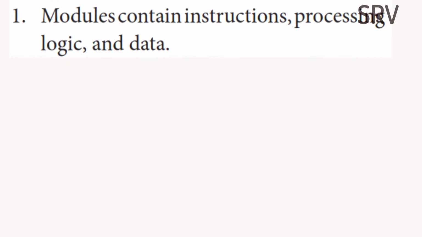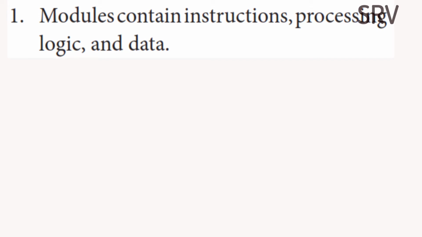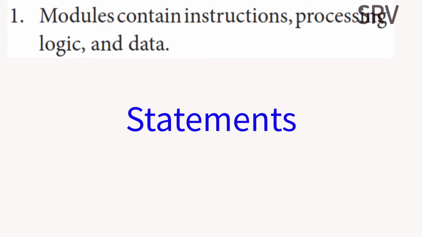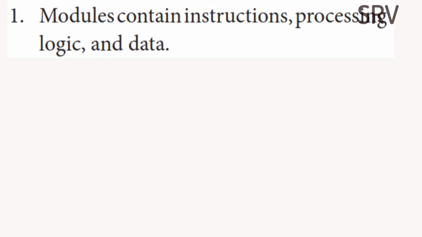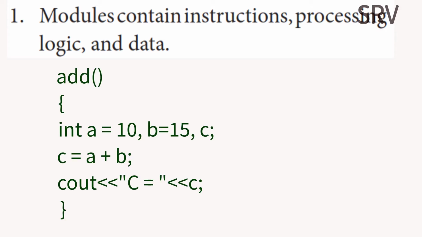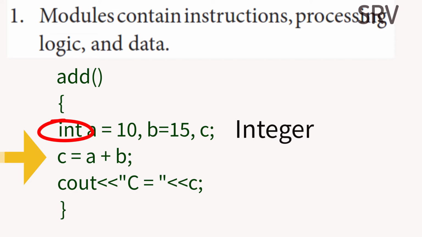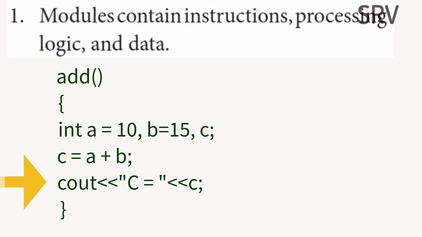The first point is modules contain instructions, processing logic, and data. Here, instructions are nothing but the statements that are written. Let's see an example program in C++. Here we have written a small module, and the name of the module is add. In it, we are using 3 variables, a is equal to 10, b is equal to 15, and a variable c, which all have integer data type, int. The next statement, c is equal to a plus b. And the next statement, we are printing the value of the added number c. Cout, then in double quotes, and the value for c is printed.